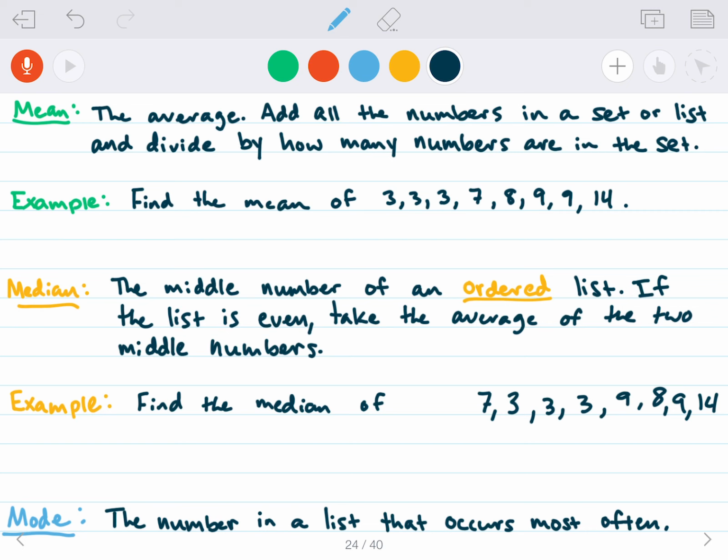Okay, so the first definition we have is the mean. So basically, the mean is just the average of a set of numbers. So to find the mean, we just add all of the numbers in our list up and then divide by the amount of numbers in our list. So for example, if we want to find the mean of this data set, we just add all of these guys up.